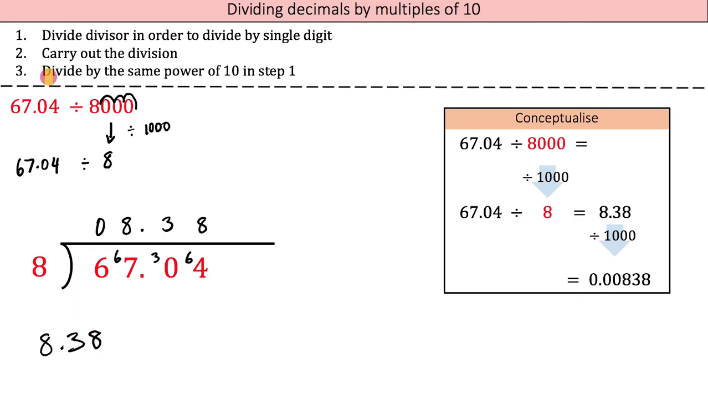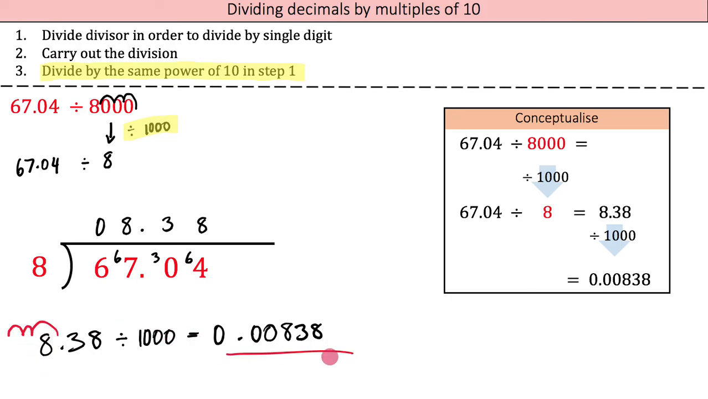I still need to consider step 3, which says divide by the same power of 10 in step 1. So my power of 10 in step 1 was 1,000. So I'm again going to divide by that. So I'm going to divide this time by 1,000. So the same thing I did in step 1. And that means I'm going to get 0.00838. So what I'm doing is I'm moving my decimal place 3 times. 1, 2, 3. All right, so that is going to be my answer.